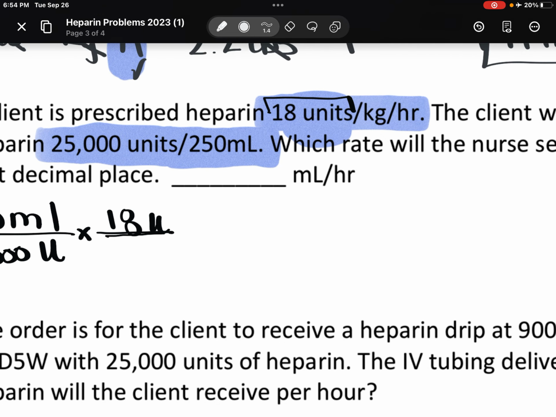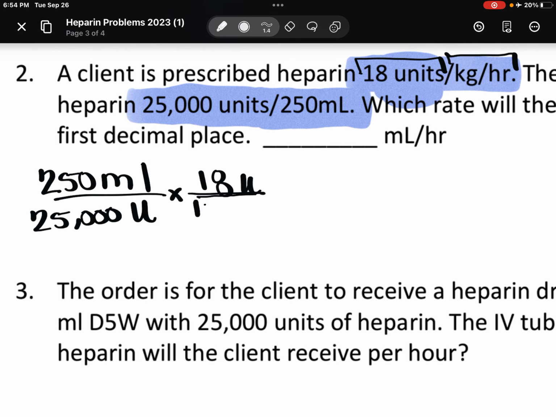But this whole thing right here goes together, so it has to stay together. So I'm going to take my kilograms per hour, and put that on my bottom. Okay, so I know my units have canceled. Do I have to do anything with this hour here? Nope, because now I have my milliliters per hour, but I still have to get rid of my kilogram.